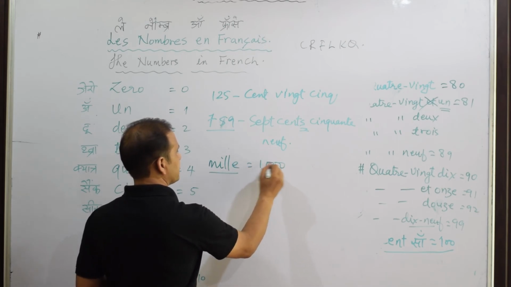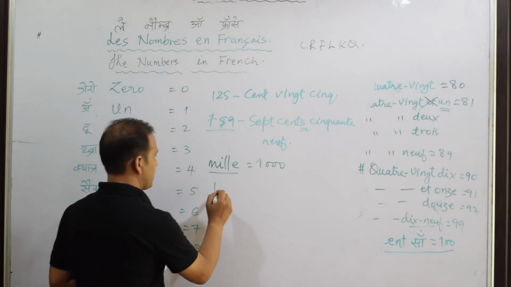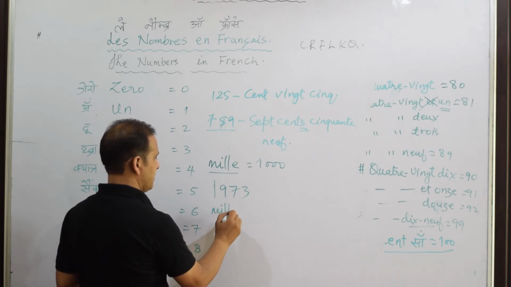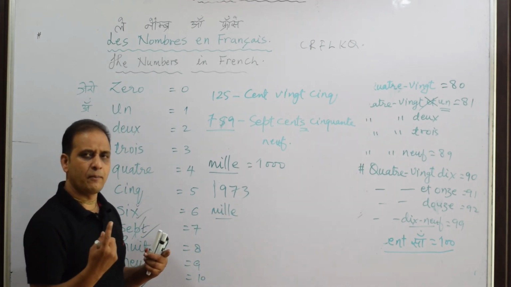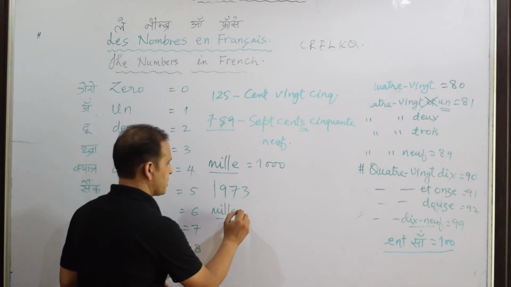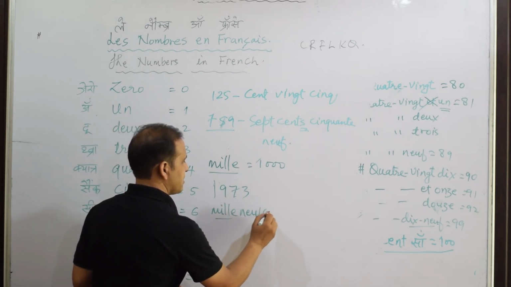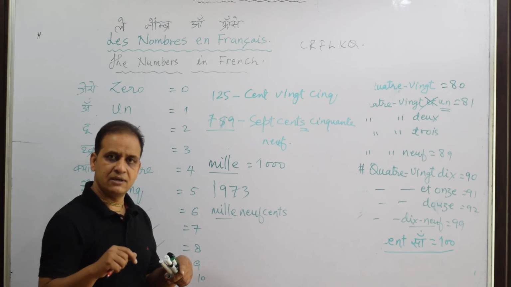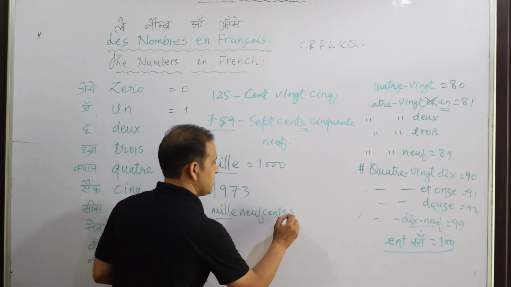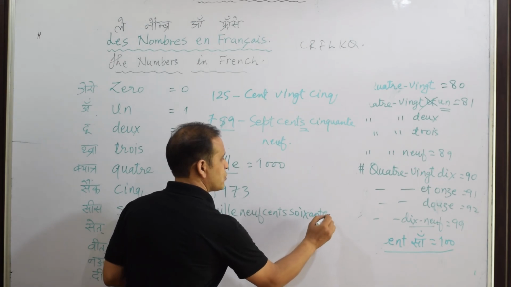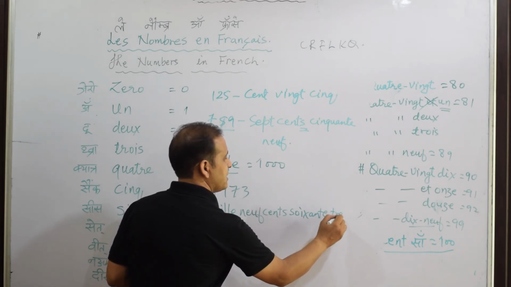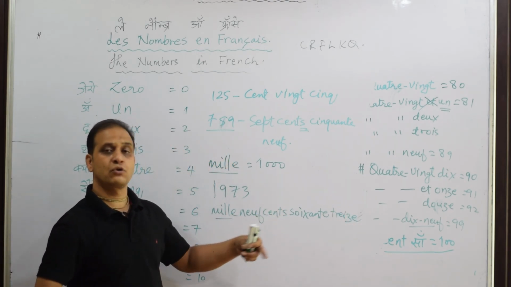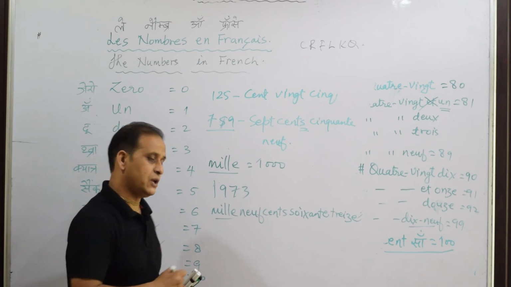Here, mille is 1000. So how will you say 1973? 1000, mille. When we say mille, that means 1000 by default. 900, what is 9? Neuf. And what is 100? Cent. But here you will add S because it is plural. And 73 you have already learnt. 60 plus 13. What is 60? 60. And what is 13? 13. So altogether it will be 1973.